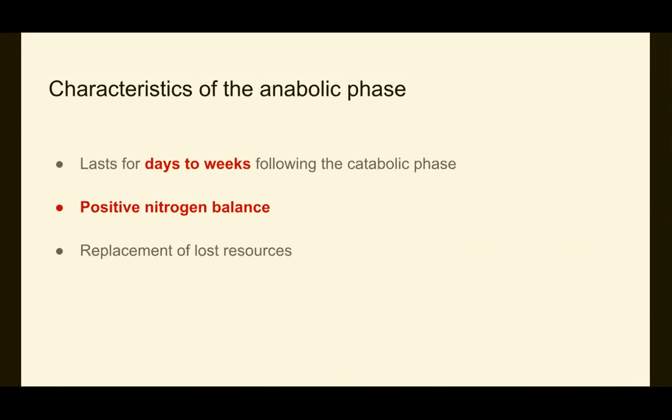After this, the anabolic phase follows, and that lasts for days to weeks. Following the catabolic phase, positive nitrogen balance occurs in this phase. Basically, in this phase, the body transitions from the catabolic phase to slowly anabolic, that is a building up mechanism, and then it comes back to recovery. And here there is replacement of lost resources of the body or lost volume.